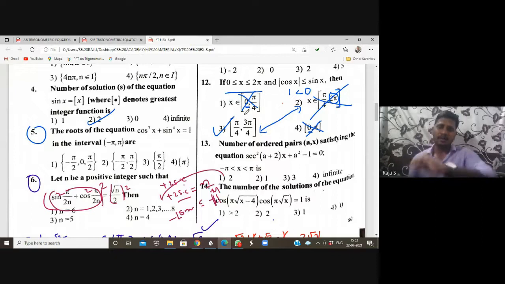Clear? Okay, right. Next question, number 13. Number of ordered pairs a comma x satisfying the equation secant square a plus 2 into x plus a square minus 1 is equal to 0.